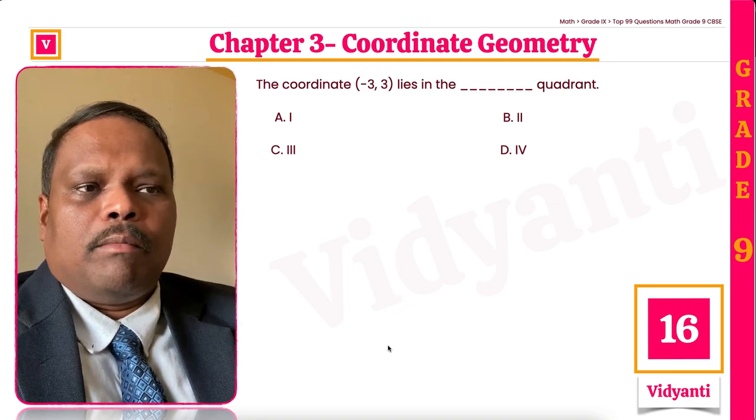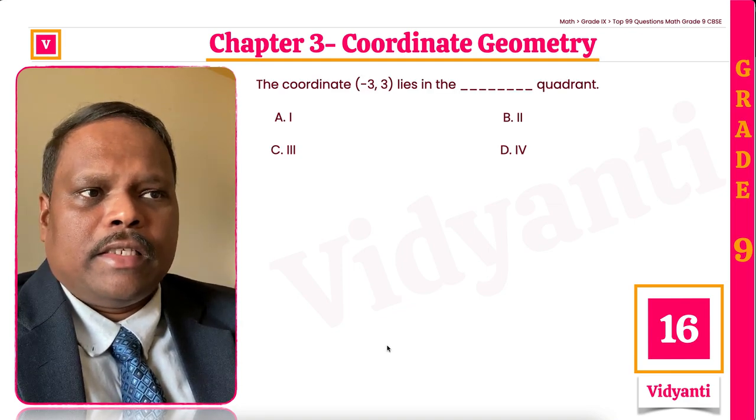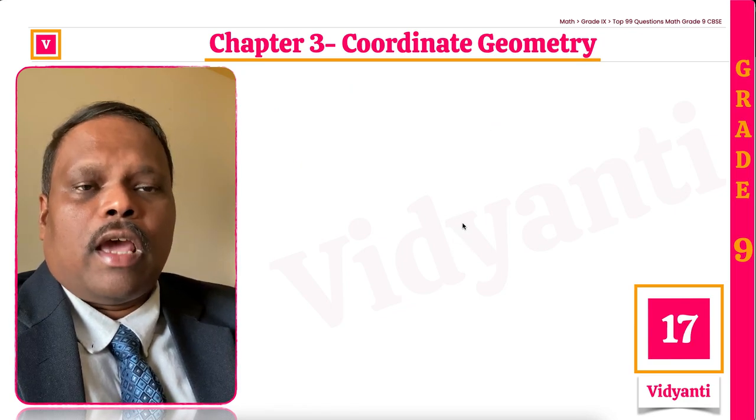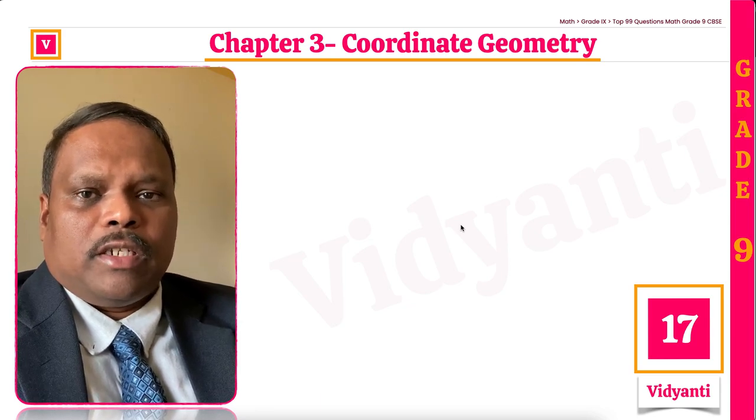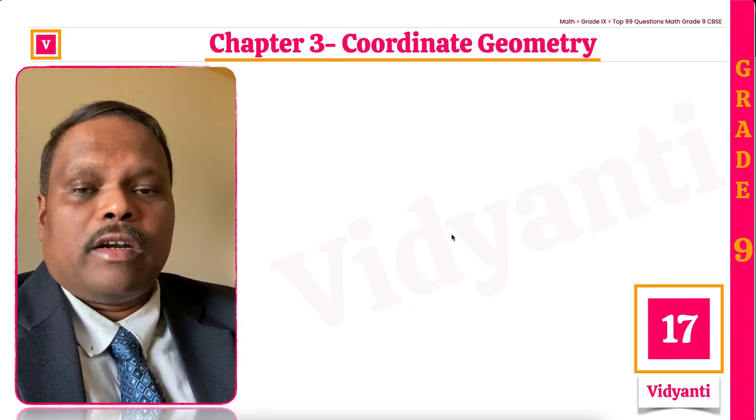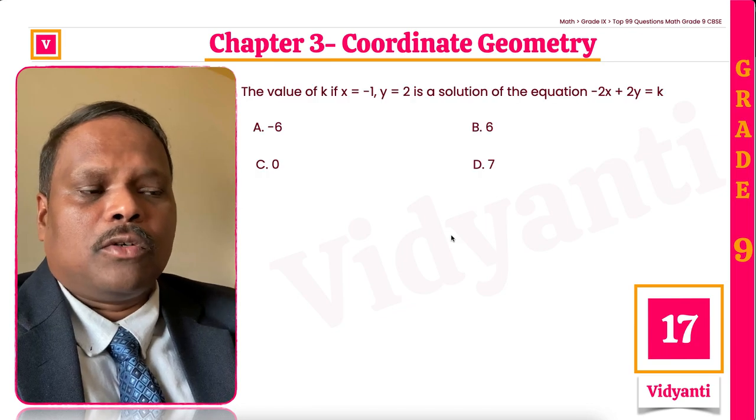The coordinate (-3, 3) lies in which quadrant? Actually, negative 3 means it is on the left and positive 3 means it's upward. That will be the second quadrant. Refer to the earlier diagram. Let's go to question 17.